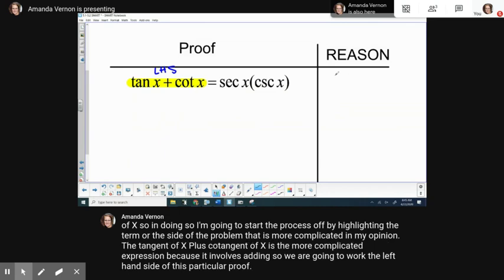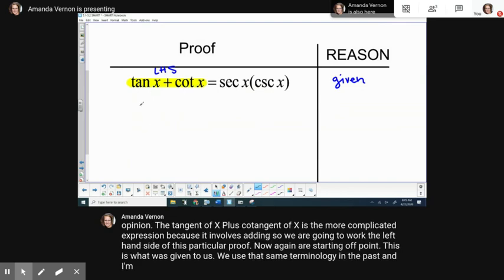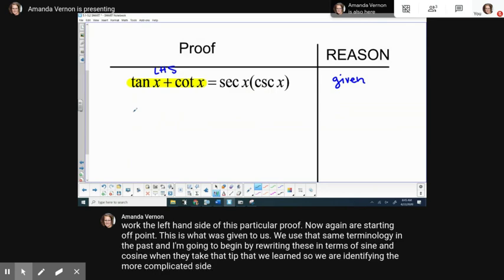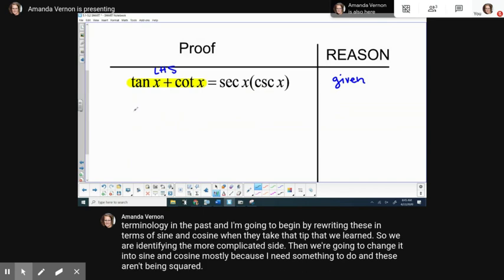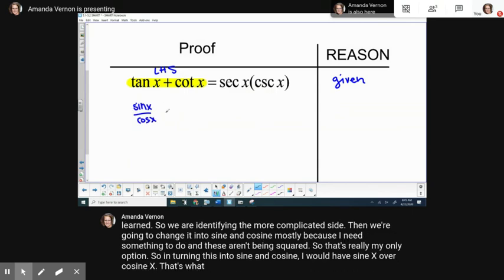Now again, our starting point is what was given to us. We used that same terminology in the past. I'm going to begin by rewriting these in terms of sine and cosine, taking that tip that we learned. So we are identifying the more complicated side, then changing it into sine and cosine, mostly because I need something to do and these aren't being squared, so that's really my only option. In turning this into sine and cosine, I would have sine x over cosine x, that's what tangent is equal to, plus cosine of x over sine of x.